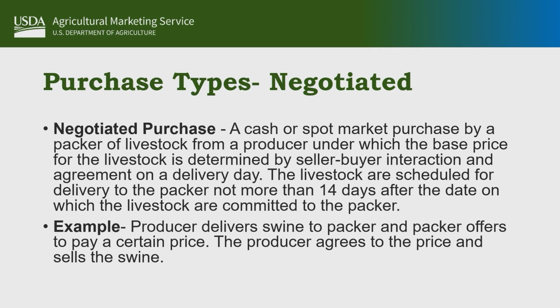So I'm going to go through a quick overview of the purchase types. We've got 11 for swine. It gets confusing. The definitions are going to be on the slide. I'm not going to go through the definitions. I'm just going to give you an example. We do have a link to the reference room on the slides as well. You can find all the definitions there if you miss them on the slides.